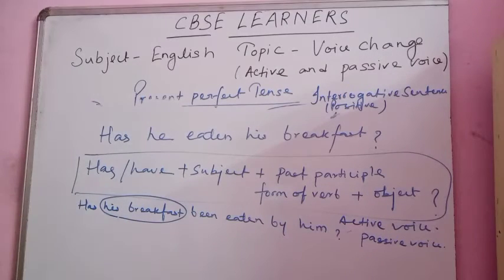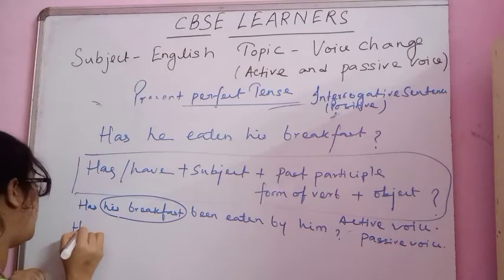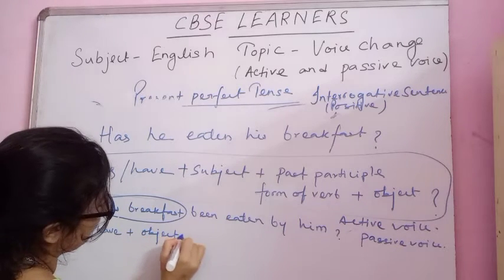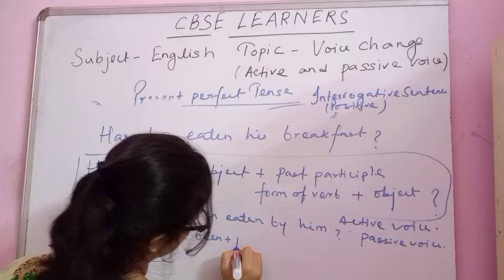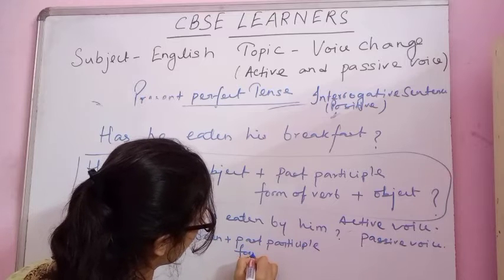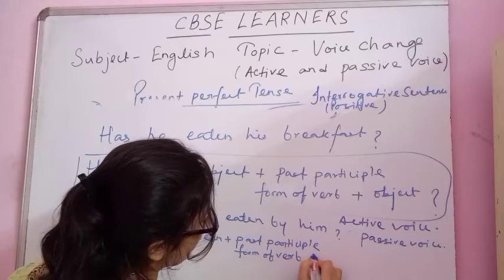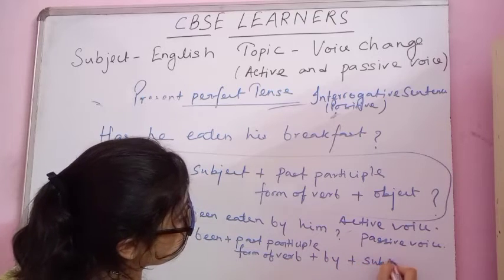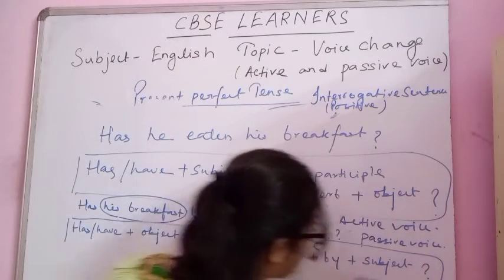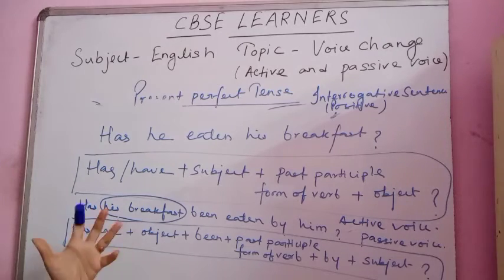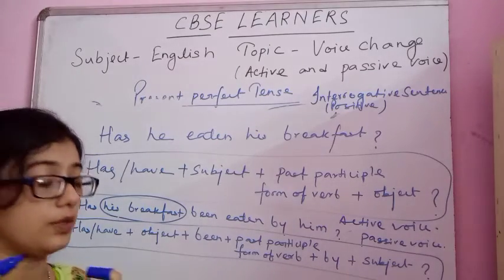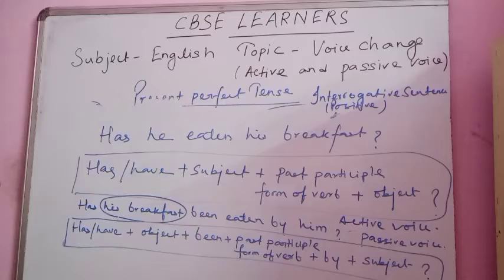Okay, now how to construct the formula? First thing we need to do is has or have, plus object, plus been, plus past participle form of verb, plus by, plus subject, with question mark. Okay, so this is the formula of converting from active to passive, when you are converting in case of interrogative sentence, which is positive interrogative sentence, and in case of present perfect tense.